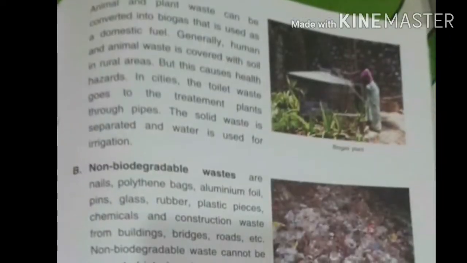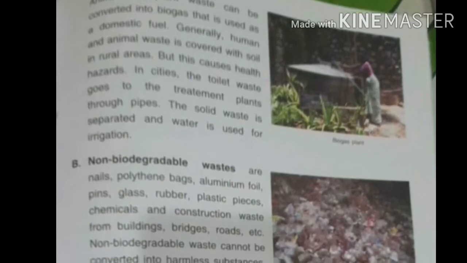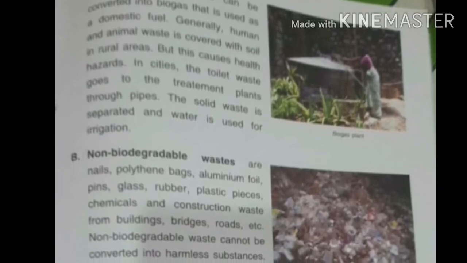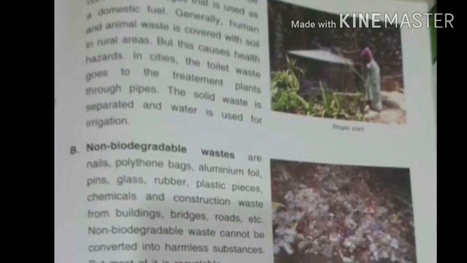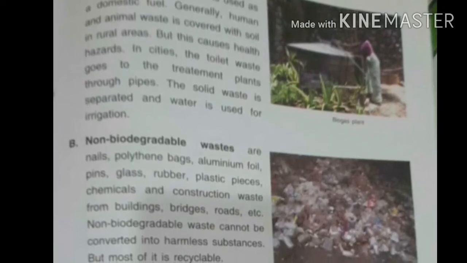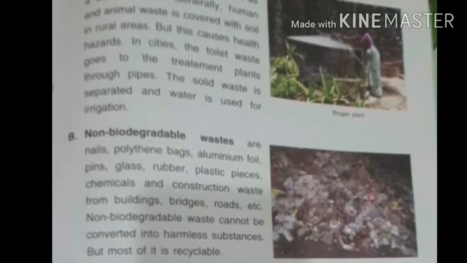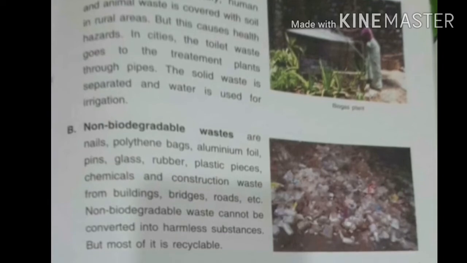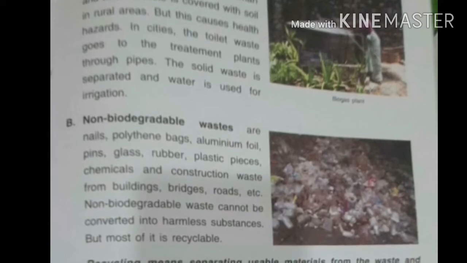Animal and plant waste can be converted into biogas, which can be used as domestic fuel. In our villages, this waste is converted into biogas and they use that as fuel. Generally, human and animal waste is covered with soil in rural areas, but that causes a health hazard. In cities, we have toilets and that waste goes to the treatment plant through pipes, where the solid waste is separated and water is used for irrigation purposes.